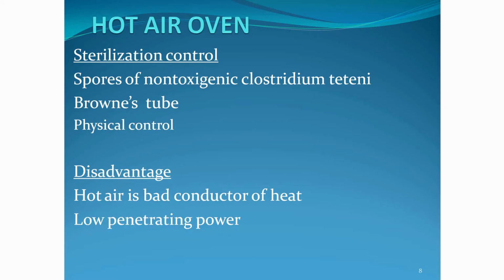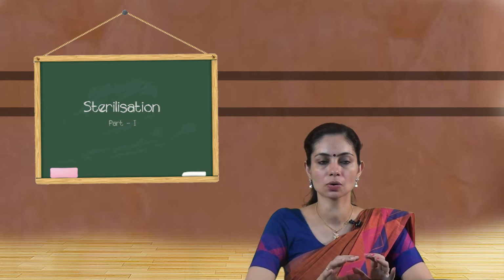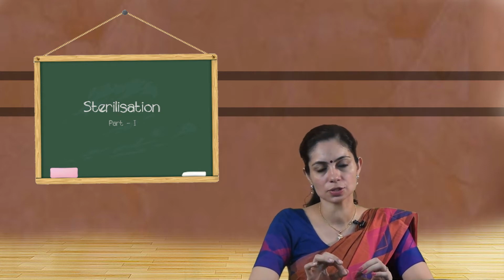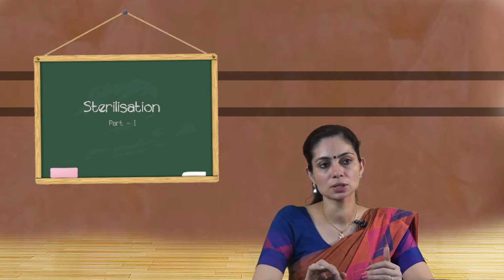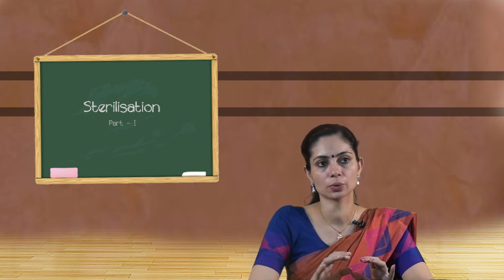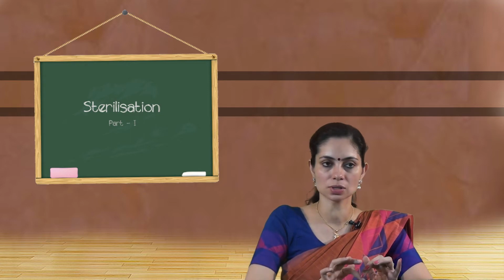Hot air oven sterilization control. What are the things we can use as a control to check your hot air oven? We can use the spores of non-toxigenic Clostridium tetani. The Clostridium tetani spores are kept in the oven during the sterilization procedure, and after that we try to grow them in the culture medium. If the bacterial spores are killed during the procedure, it is considered a good sterilization.